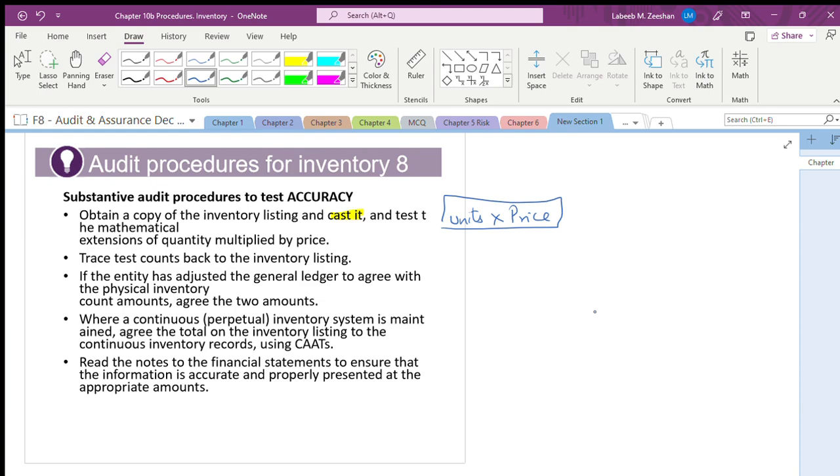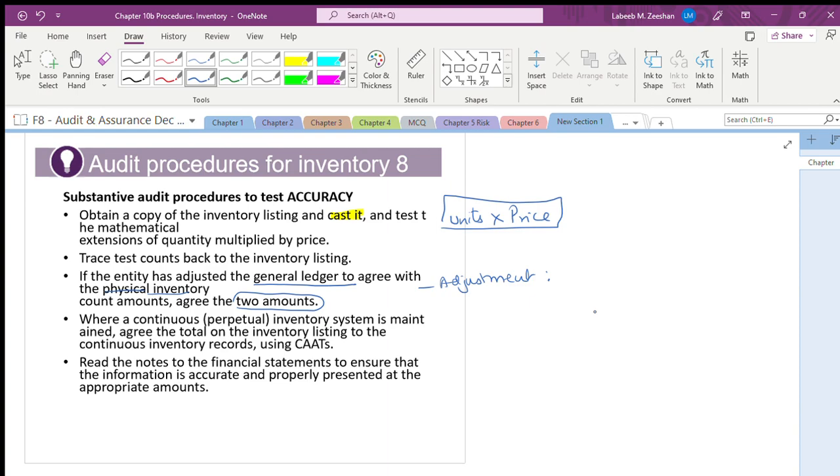If the entity has adjusted the general ledger to agree with the physical inventory, is it right? You have to agree the count amounts to both the amounts. Means if there are any adjustments, is it right? I told you inventory will always be given in the adjustments. That is the reason we are showing it in both places. We are showing it in the profit and loss account, and we are showing it in the balance sheet. Then you have to make sure that what is there in the income statement and what is there in the balance sheet agree.